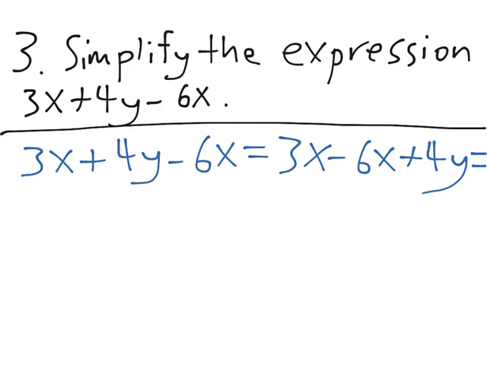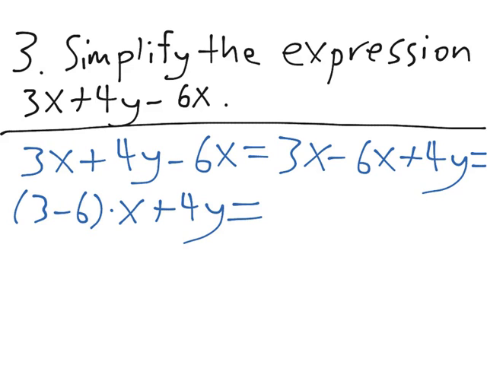Now we can use the distributive property to combine them. This is equal to (3 minus 6) times x plus 4y. 3 minus 6 is minus 3, so we're left with minus 3x plus 4y.